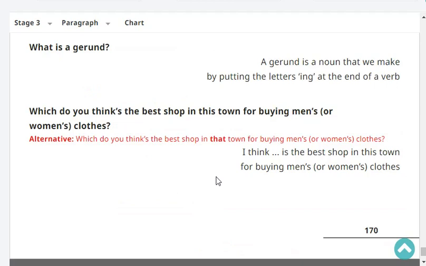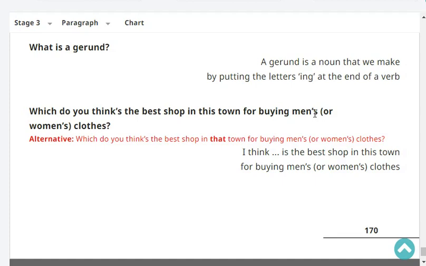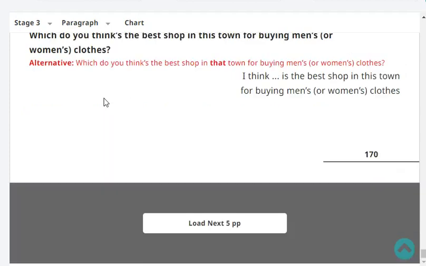Which do you think is the best shop in your town for buying women's clothes? I think Ion Mall is the best shop in my town for buying women's clothes. Very good.